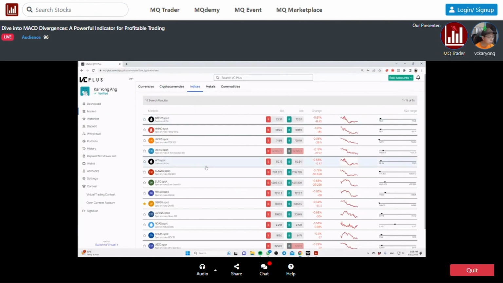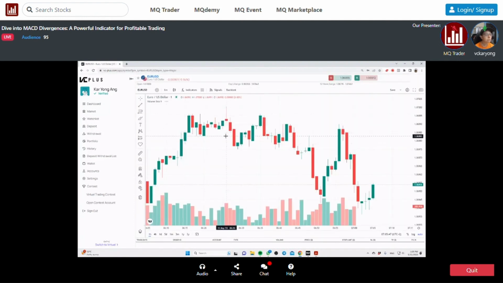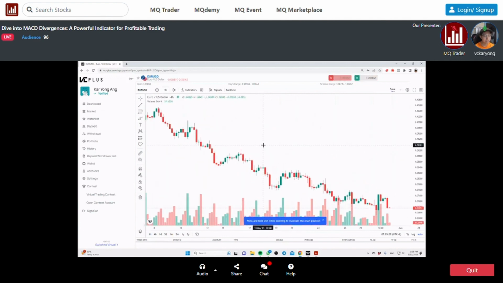Now, maybe what I'll do is we'll look at some examples on FX market, and then we'll look at some examples on maybe the crypto or indices or metals, for example. Like FX market over here, maybe one of the common ones is euro dollar. So you open up this chart. I would suggest you may not want to start with 1 minute, unless you're doing scalping. Most of the time, I would personally be considering a 4-hour chart.